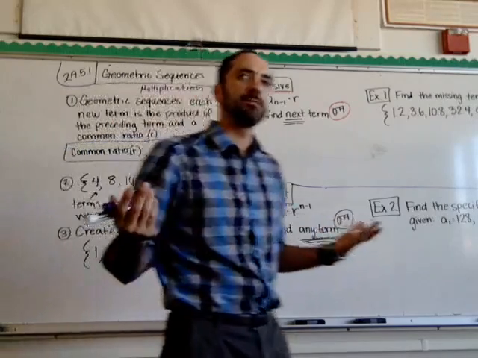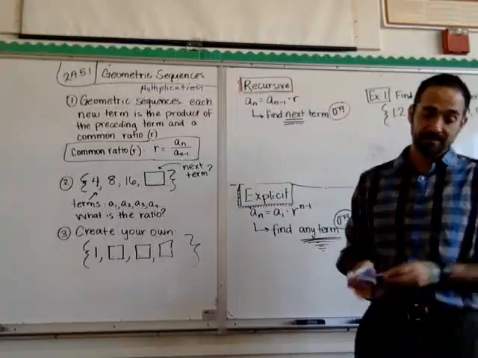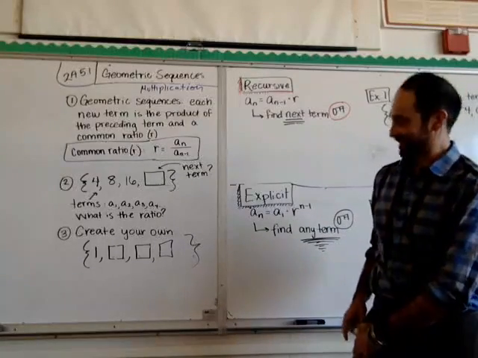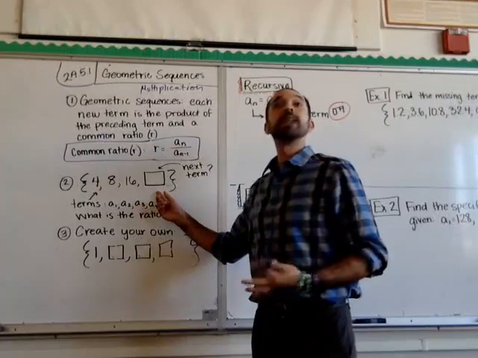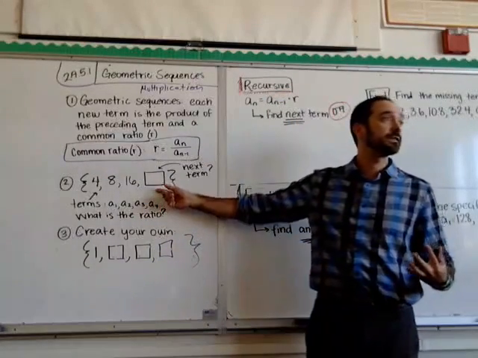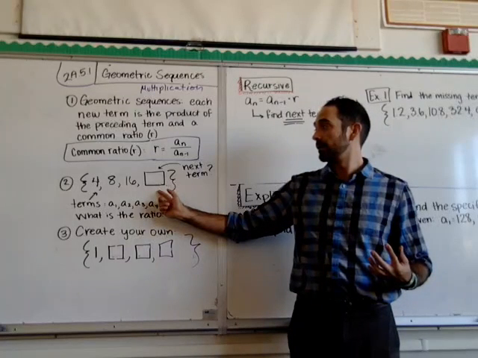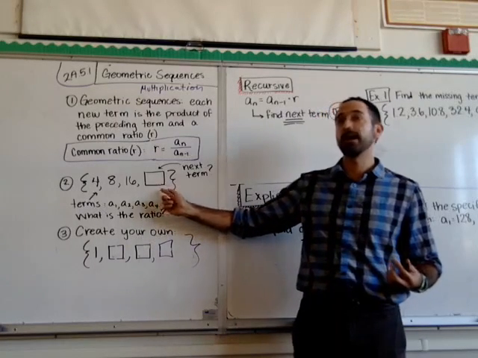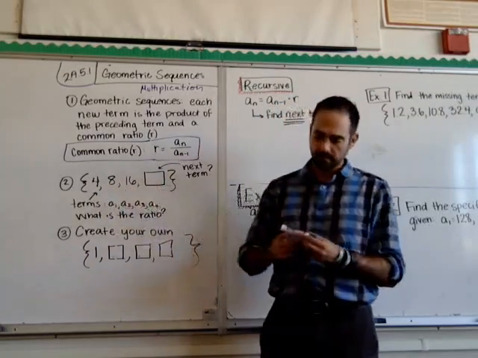Who's the best guesser in here? Who is it? I'm going with Evan. You're the best guesser. And it's right. Who has an idea what goes there? And then I'll break down your process. What goes in here? 32. We're multiplying. How do we go from 4 to 8? Multiply by 2. 32.